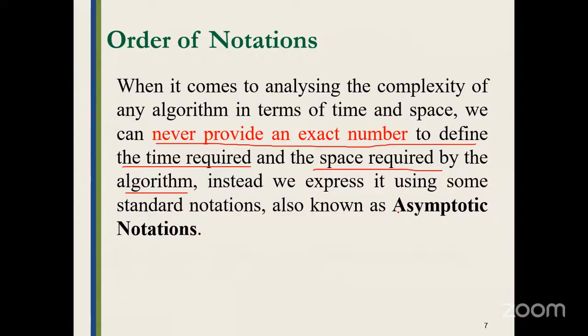So how can we express that? We are saying that we cannot give an accurate, specific number for time complexity and space complexity. Then how can we express it? We can express it using some standard notations. As we are unable to express the exact number, we express space complexity and time complexity using standard notations. Those notations are called asymptotic notations. Very, very important point.